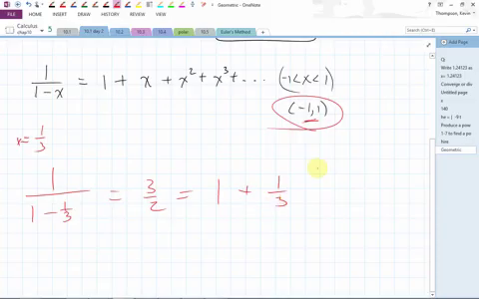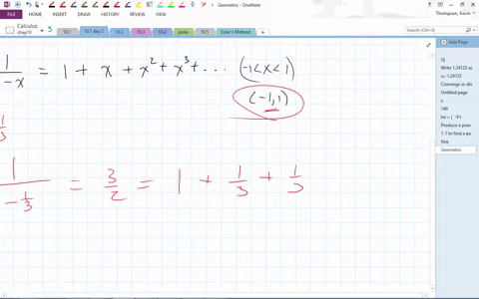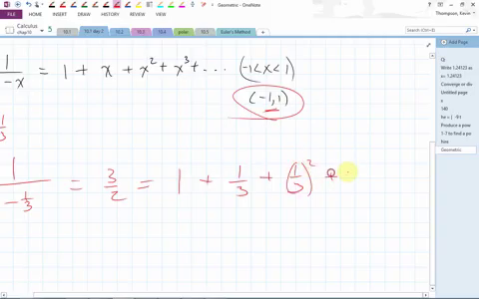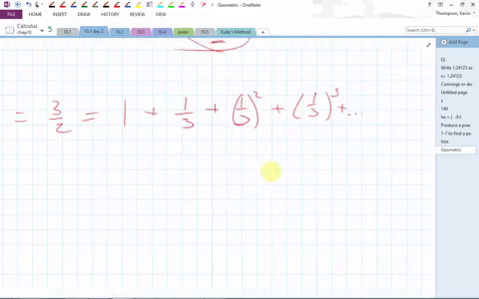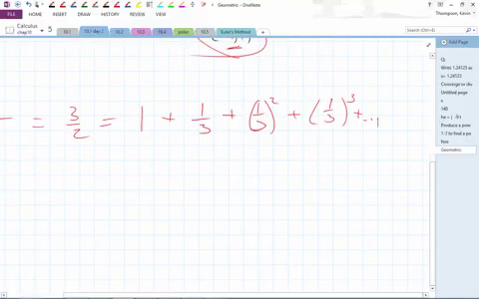So that number, 3 halves, must be the same as 1 plus 1/3 plus 1/9. Do you see that 1/3 is taking the role of r? It's just that value squared, cubed, and so on. So I want you to do this a little bit on your calculator to kind of convince yourself of this. Okay?